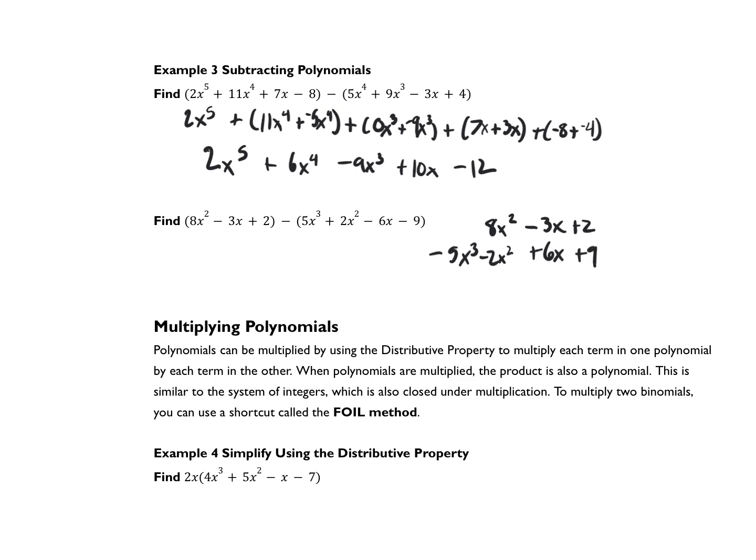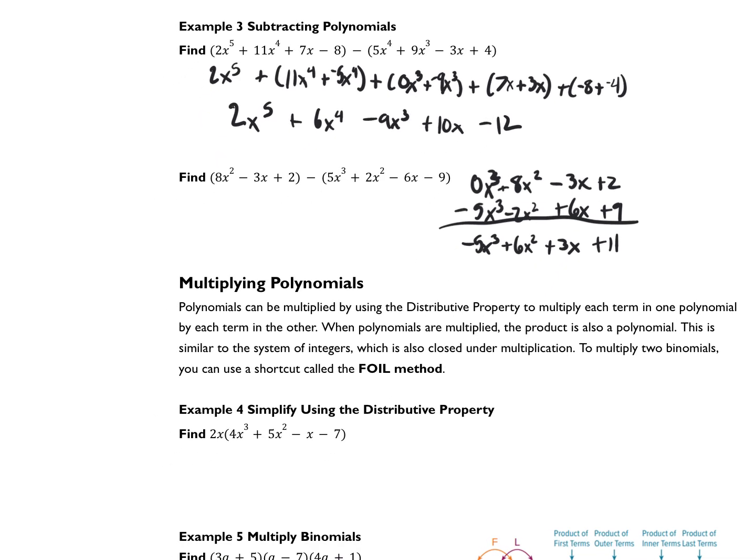Now, you'll notice that the top one does not have an x to the third term, and the bottom one does. So we need to put a 0x to the third there, just as a placeholder. So that way we don't forget. All right, so now we can do our subtraction. So 0x to the third minus 5x to the third is negative 5x to the third. 8x squared minus 2x squared is 6x squared. Negative 3x plus 6x is plus 3x. And then 2 plus 9 is plus 11.